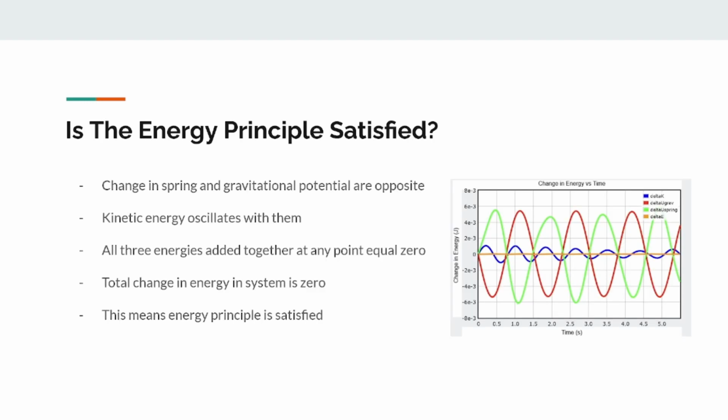So is the energy principle satisfied? Well, change in spring and gravitational potential energies are opposite, and the kinetic energy oscillates with them. All three of these energies always add together at any point to equal zero, and so the total change in energy in the system will always be zero. As a result, that means that the energy principle is satisfied, as the total energy is equal to zero, as no external forces are acting upon the system.